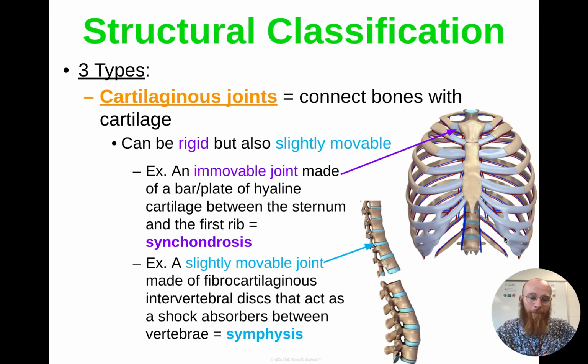Give that a thought. Another example would be right here in your intervertebral discs. So we have slightly movable joints made of fibrocartilage, and these intervertebral discs can act as little shock absorbers between the vertebrae. So they provide little cushions that can help absorb any sort of shock or force that goes down through your spine. And we would call this a symphysis.